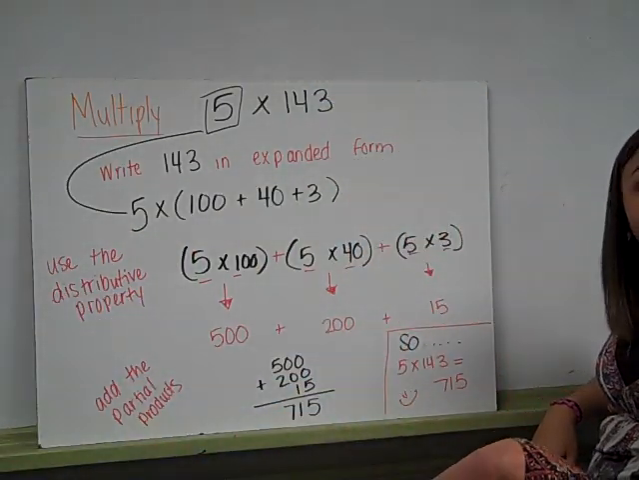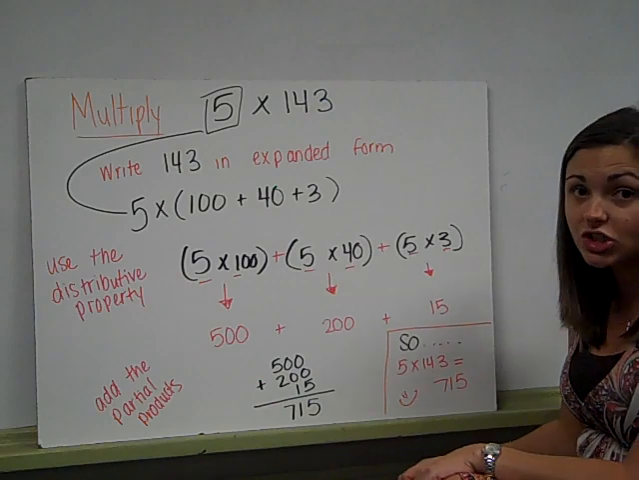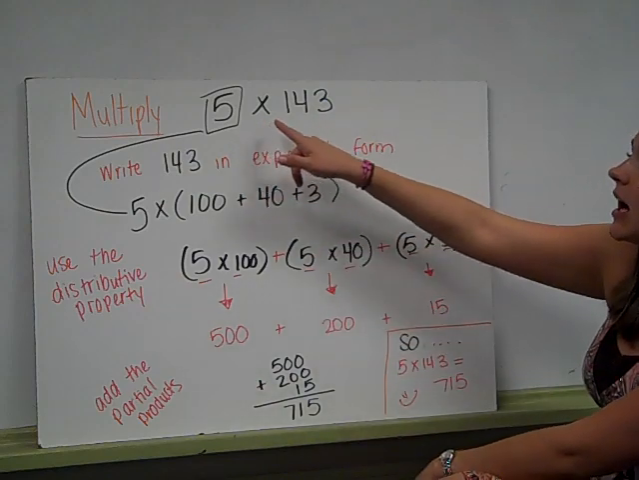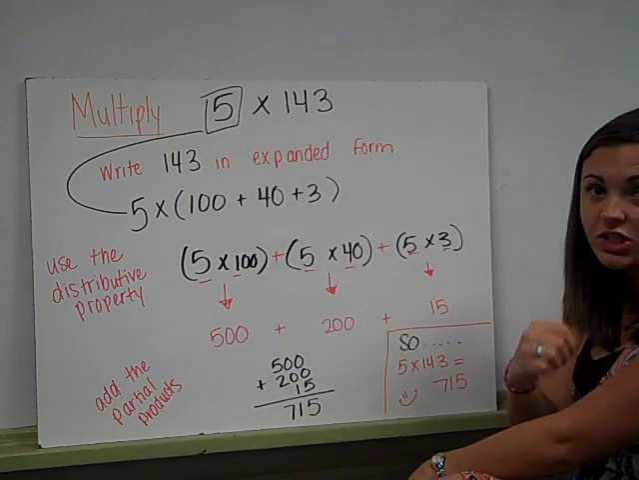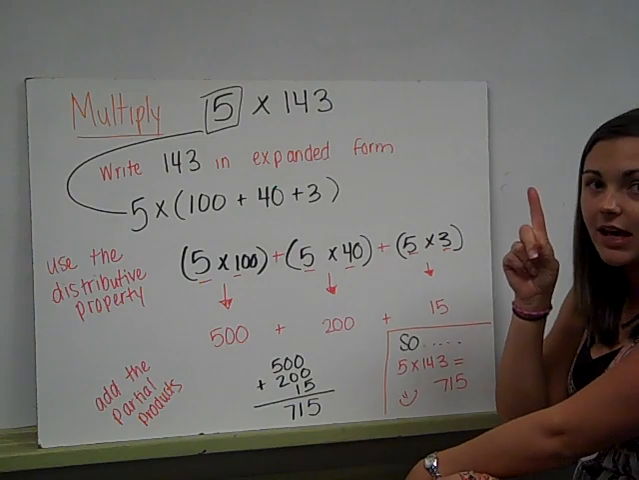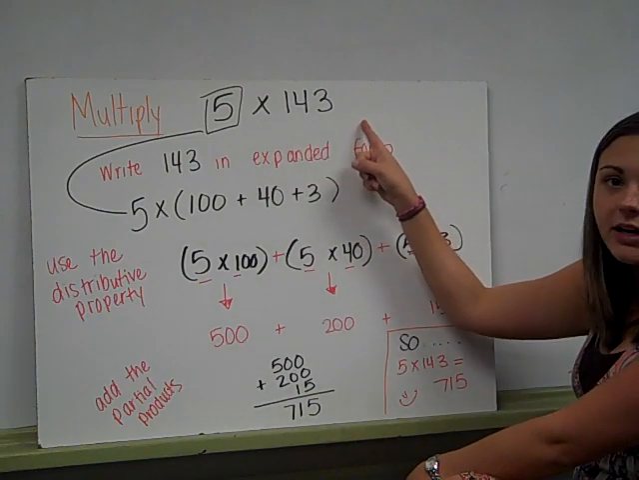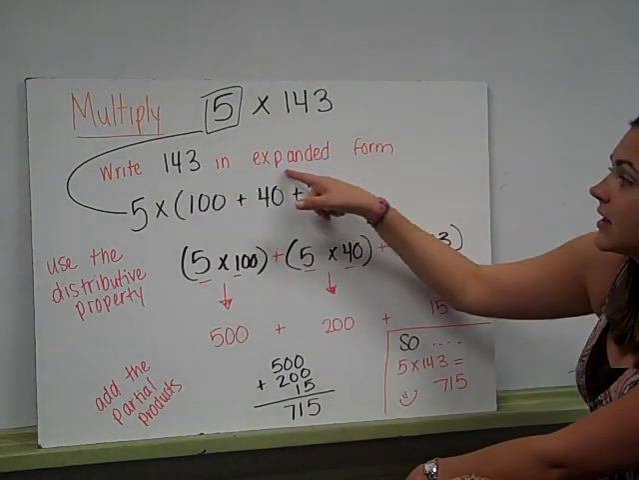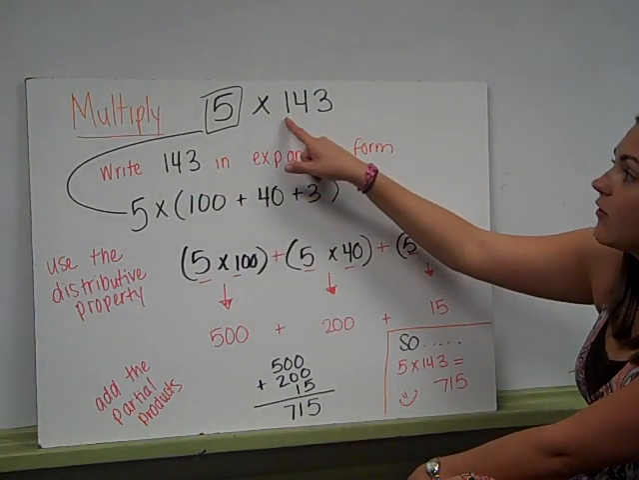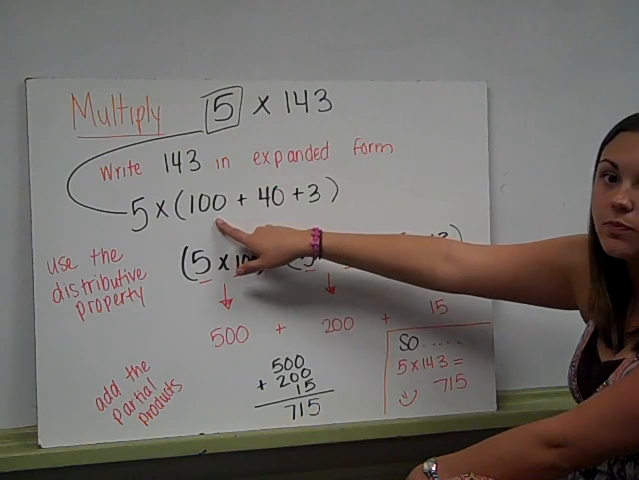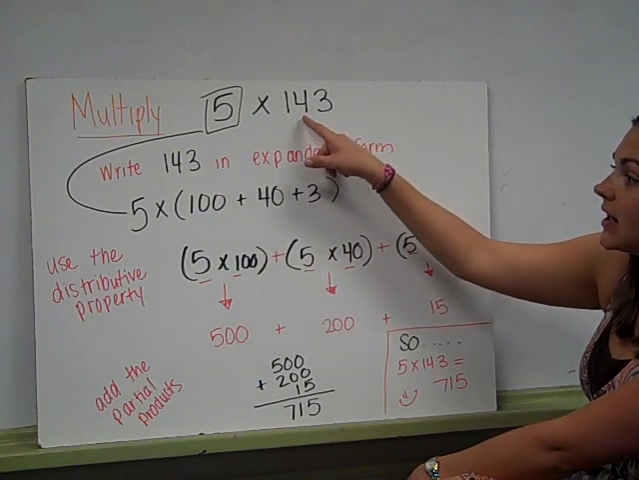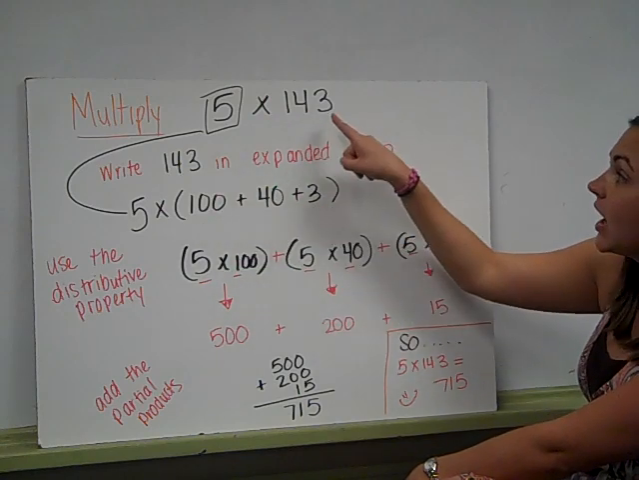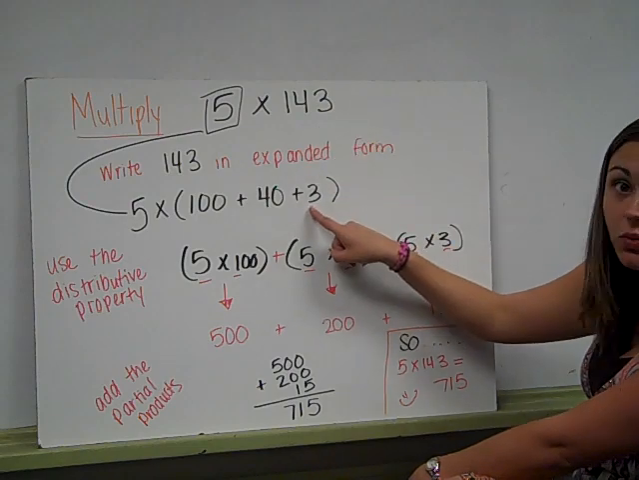Okay. Next, we have a one-digit number, 5 times 143, which is a three-digit number. First step, take the number we're breaking up, the bigger number, 143. Write 143 in expanded form. I have 1 hundred, that's 100. I have 4 tens, that's 40. I have 3 ones, which is 3.